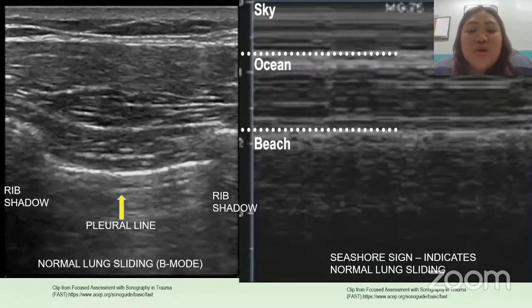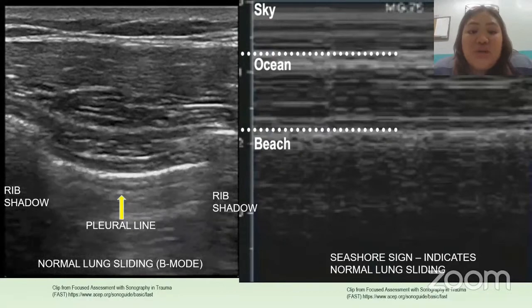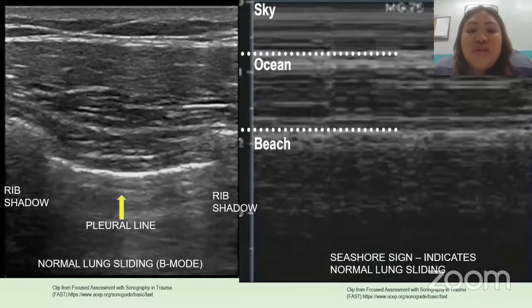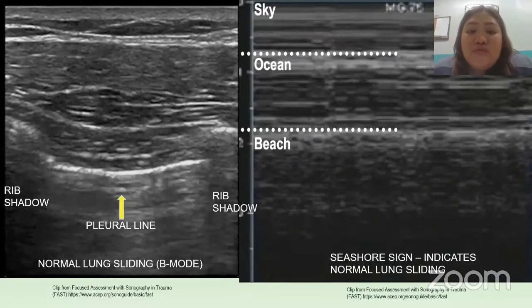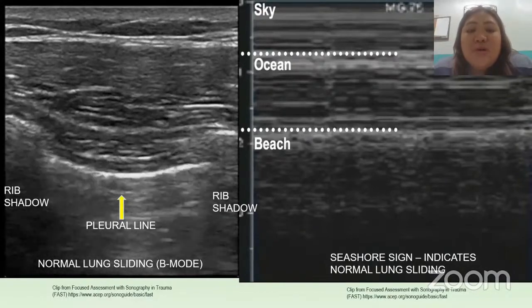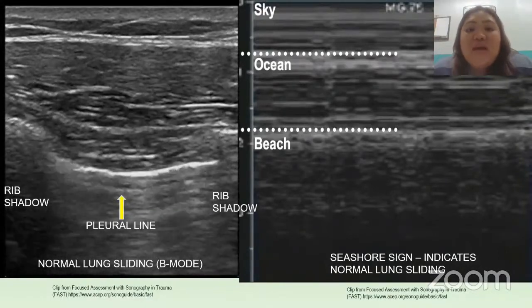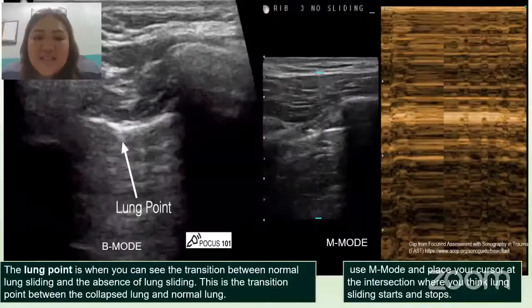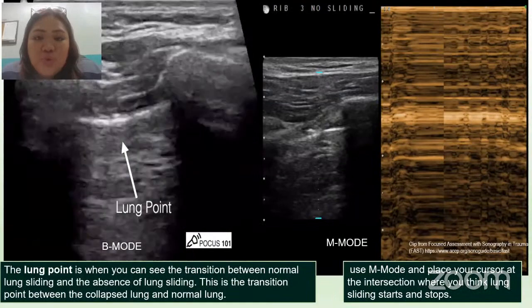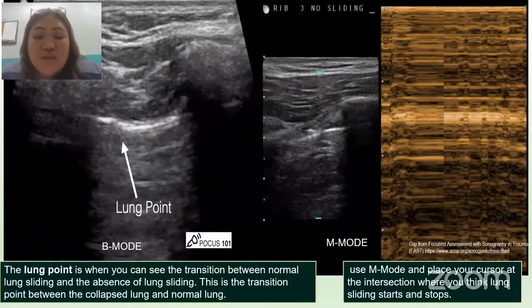This is where intercostal and muscular segments are located, but it is mostly a straight line because it is all relatively static. You can observe the movement of a normal lung sliding because the area below the pleural line is relatively dynamic. In the slide, to confirm the presence of pneumothorax, you should look for the lung point sign.